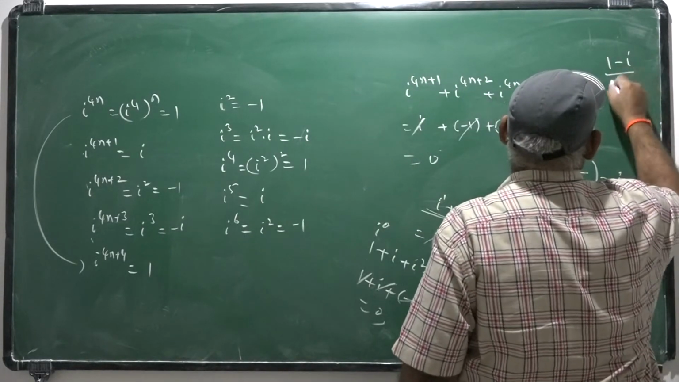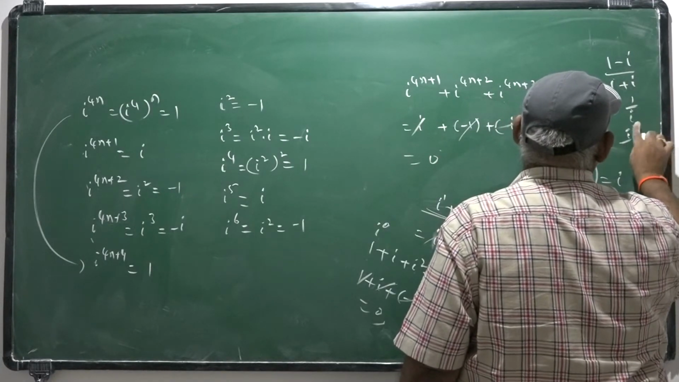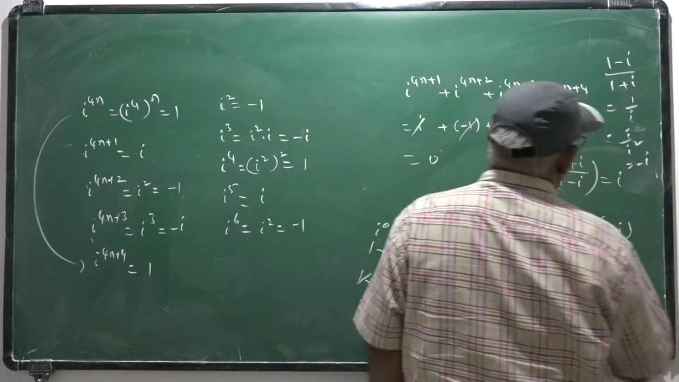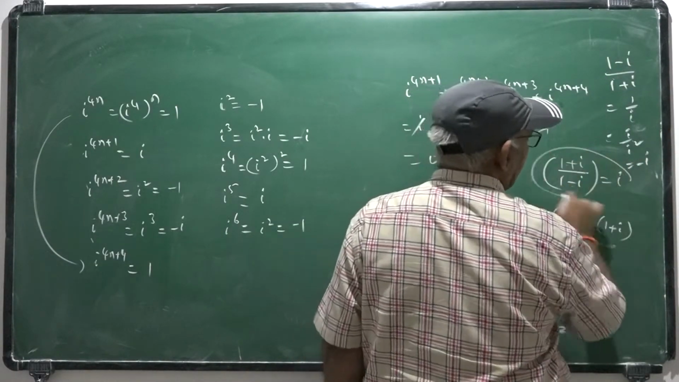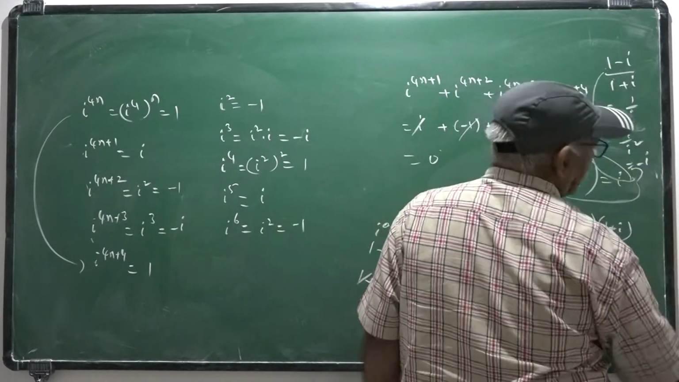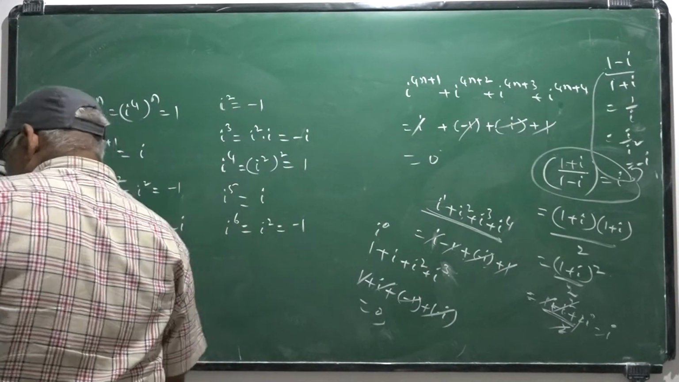Similarly, 1 minus i by 1 plus i is 1 by i, which may be written as i by i square. i square is minus 1, that is minus i. So 1 plus i by 1 minus i is i. 1 minus i by 1 plus i is minus i. These are very important points.